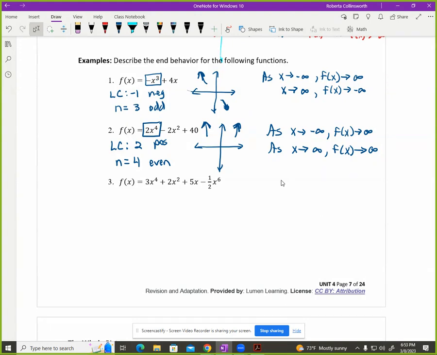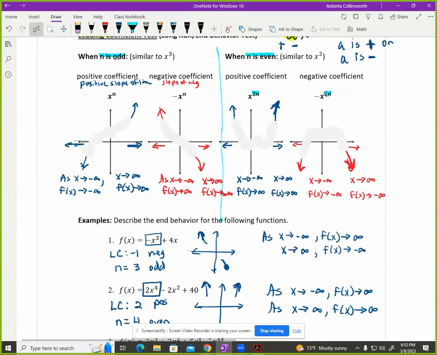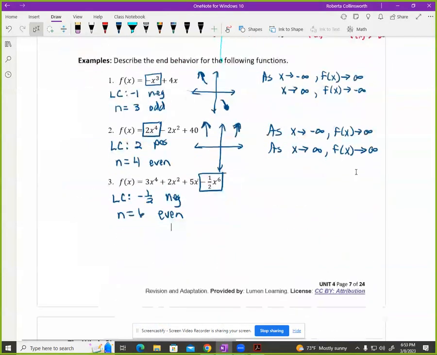Now let's look at number 3. We're going to make sure that we know what our leading term is. I have a 4 as my exponent, a 2, a 1, and a 6. So this is my leading term right here. I'm not going to rewrite the equation. I'm just going to put a box around it because all I need to know is my leading coefficient is negative 1/2 and my highest exponent value is 6. This is negative and this is even. So looking at my picture for even and negative, I know that both parts of the end results are going down.